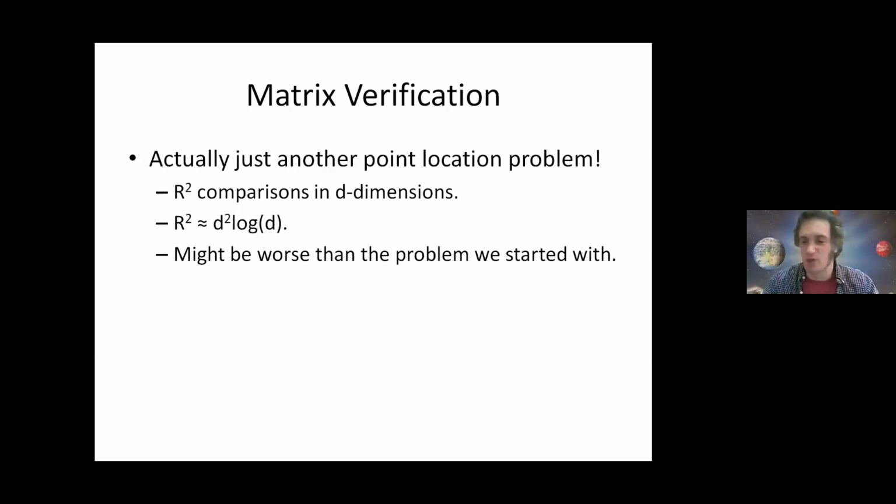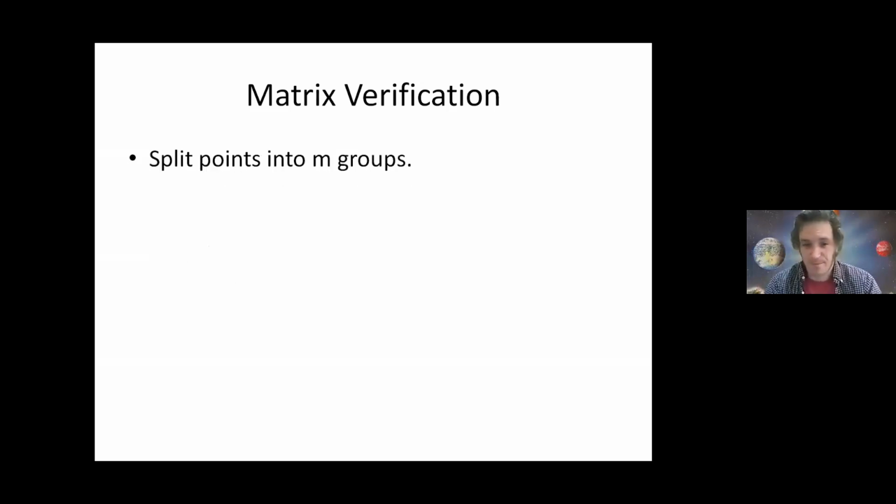Unfortunately, R squared is going to be something like D squared log D, or log D squared. And this problem might be worse than the problem that we started with. And so we can't just recursively run our learning algorithm to make this work because our recursion doesn't simplify things out. But we can do it if we're slightly more clever.